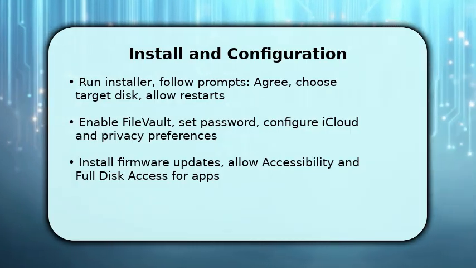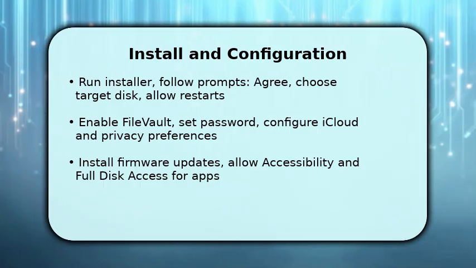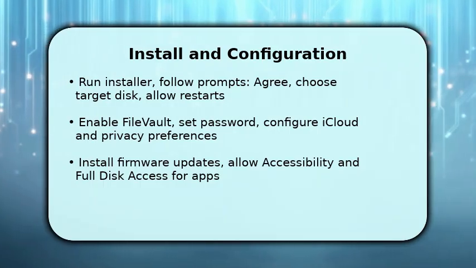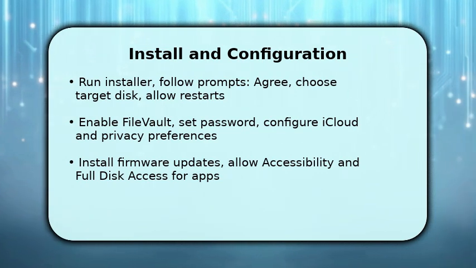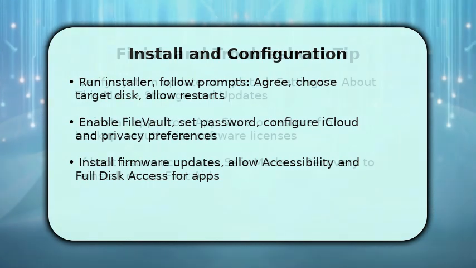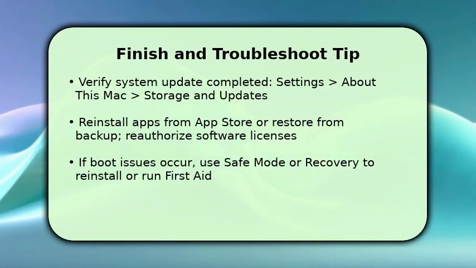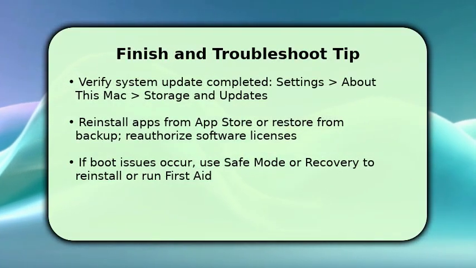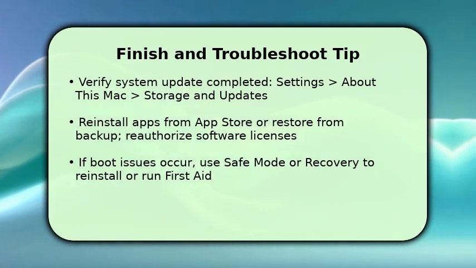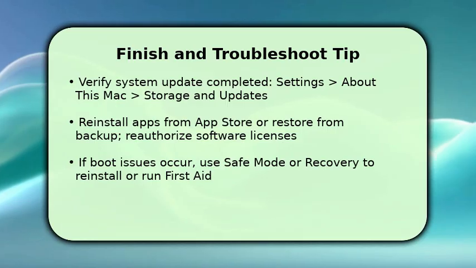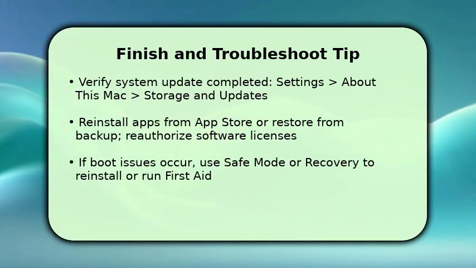Make sure iCloud and privacy settings match your workflow so sync and permissions are set. After initial login, install any firmware updates and grant accessibility or full disk access to trusted apps so they operate correctly. Once you've completed setup, verify the update succeeded by checking About This Mac and confirming storage and update status. Reinstall or restore apps from the App Store or your backup and reauthorize any software licenses so tools work immediately. Make sure Time Machine runs a new snapshot.